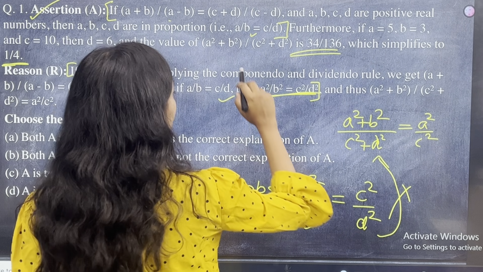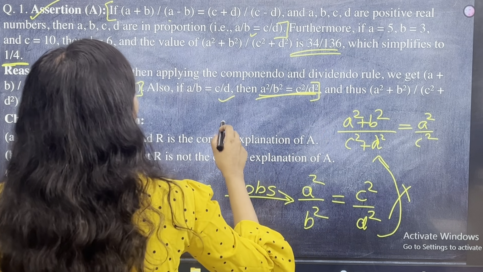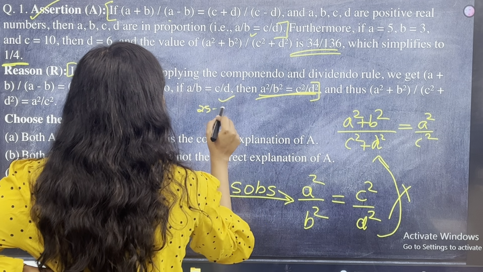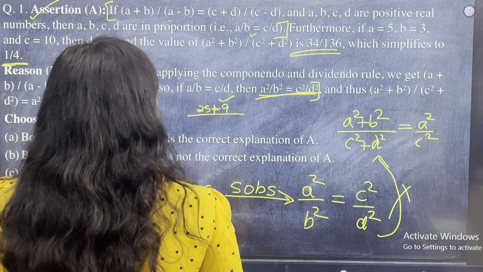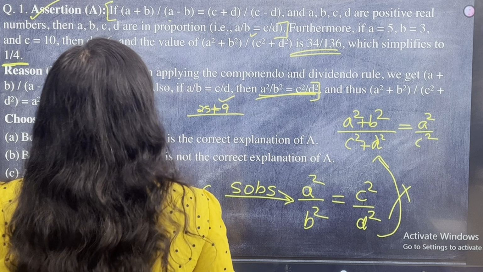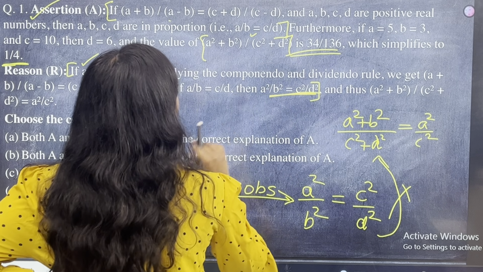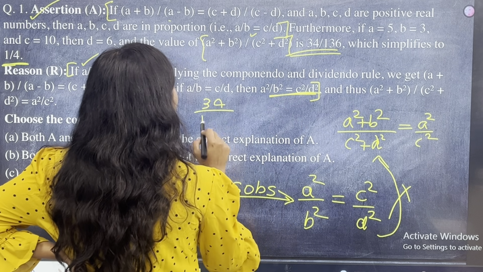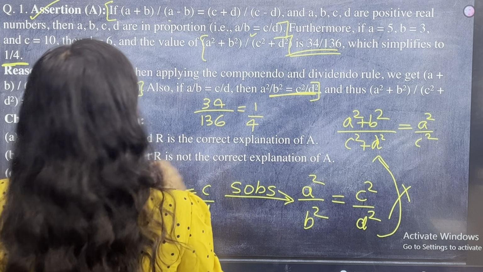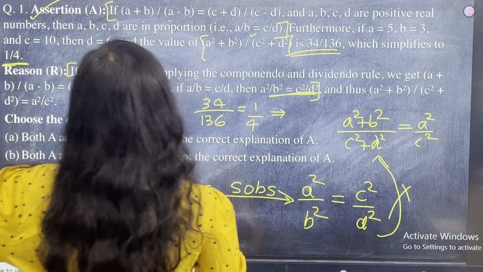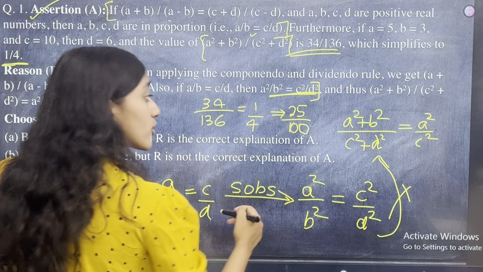Does this apply for this particular equation? If you do A square plus B square, how much is it? 25 plus 9 divided by C square plus D square, which is nothing but basically what you did here, right? A square plus B square over C square plus D square, you get 34 by 136, which is nothing but 1 by 4. It is equal to A square by C square. How much is A square by C square? A square is 25 by C square is 100. Yes, you do get 1 by 4.